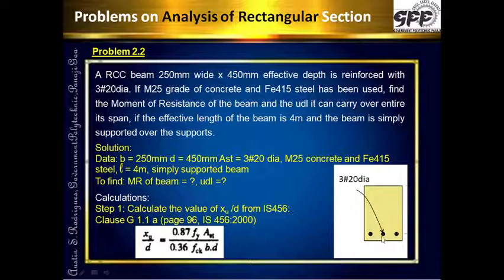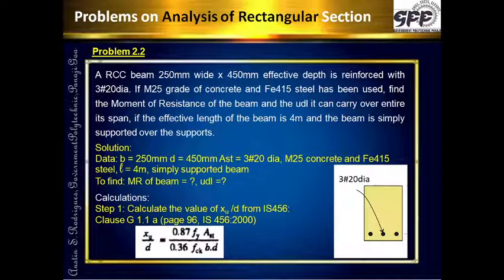mm diameter placed symmetrically. Now if M25 grade of concrete and Fe415 steel has been used, find the moment of resistance of the beam and the UDL, the uniformly distributed load it can carry over its entire span if the effective length of the beam is 4 meters and the beam is simply supported over its supports.